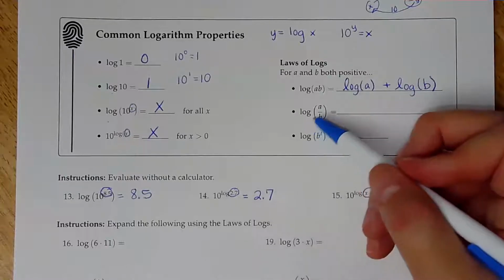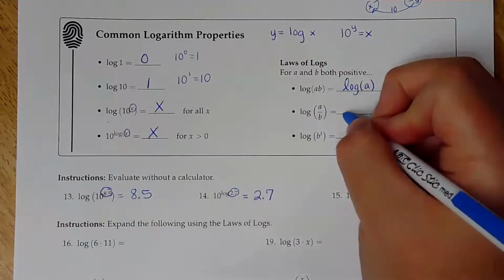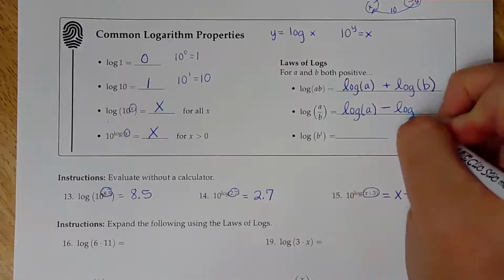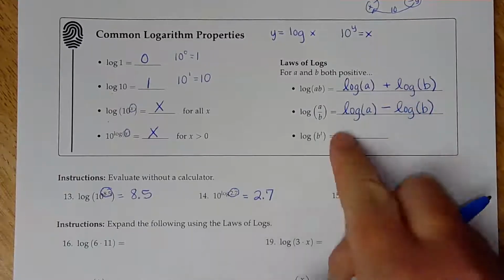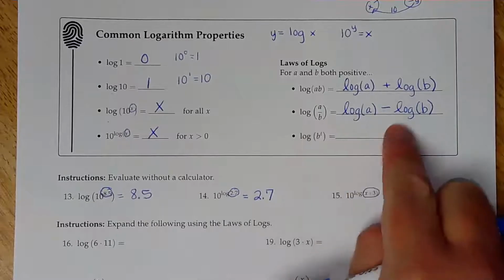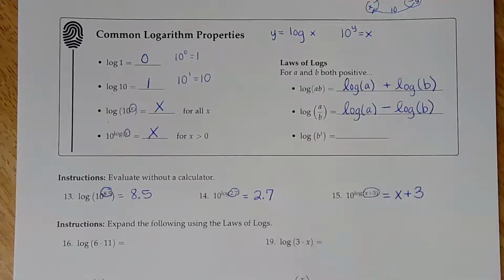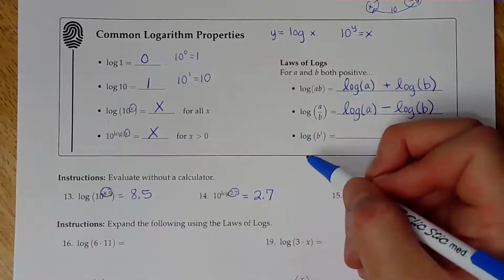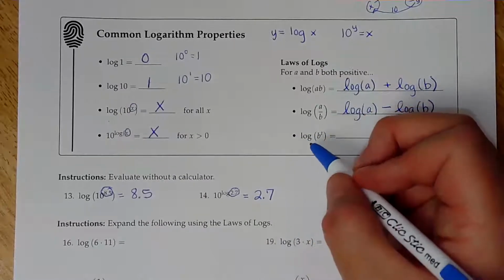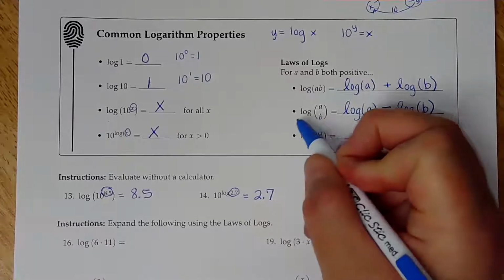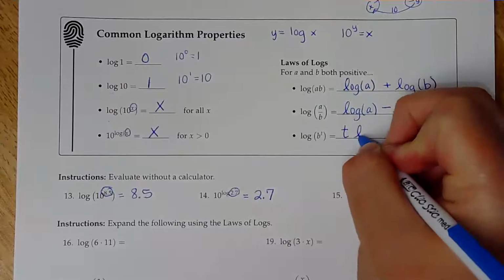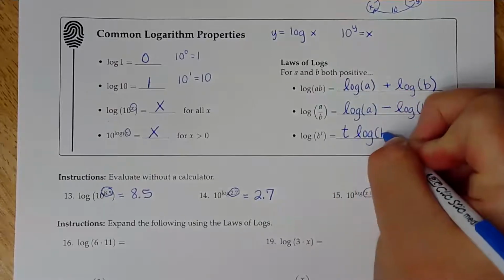If you have the log of a divided by b, that's going to be the log of a minus the log of b. Okay, and so anything that's in that denominator would get a minus the log of that. And then log of b to the t, this is going to turn out to be a really useful property here. You can bring this t down in front, so that exponent can come down in front and you get t times the log of b.